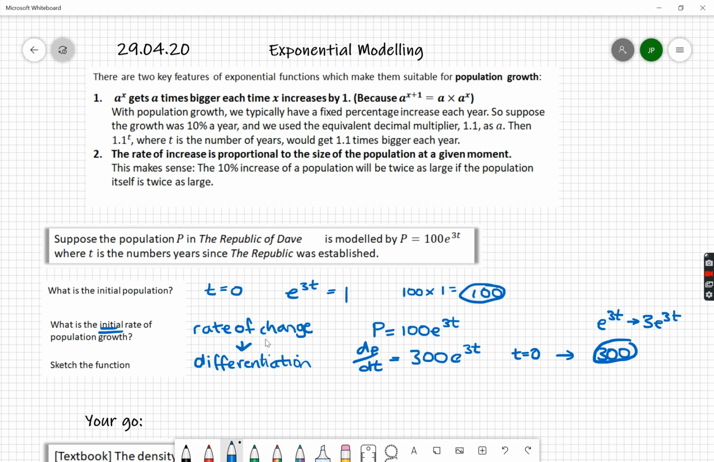Finally, sketch the function. Well, first of all, you need to think about, is it a growth or a decay? Seeing as my rate of change is 300, it means it's got to be a growth.